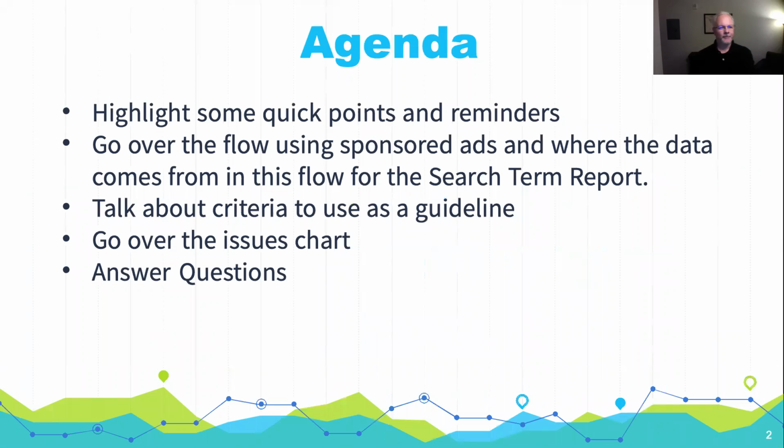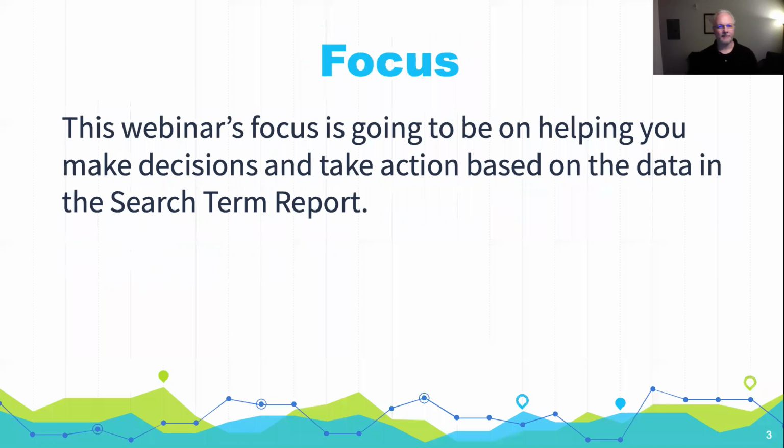search term report. I wanted to go at the beginning with some quick highlights, since it's been a couple of weeks since we've met, and actually over a month since we talked about search term reports and analyzing data. I want to go over a quick flow of the data and show the process and where those pieces come together and where they're coming from, talk about the criteria that we're using as guidelines, go over some issues charts, and then answer questions. So that is what I want to do.